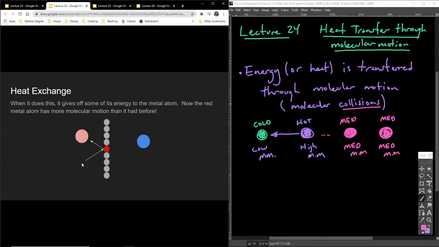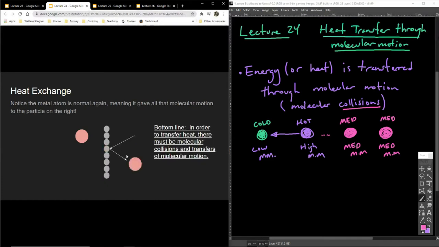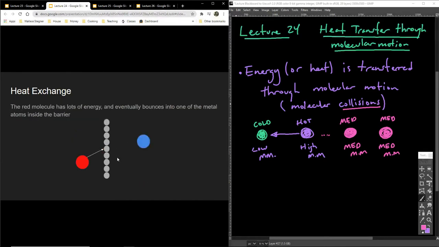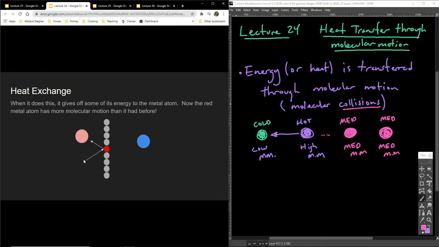It hits it, bounces off, and now one of the atoms or molecules in the metal barrier now has more molecular motion than it did before. So now it's vibrating and moving all sorts of ways. Okay? Now, all we need is the low energy molecule to collide with that metal atom, and then it will steal the molecular motion for itself, and it will become a particle with higher energy. Remember, energy is conserved. It didn't go anywhere. It just got transferred. Energy never disappears and it is never created, okay? The red molecule has a lot of heat, transfers some of the heat to a metal atom.